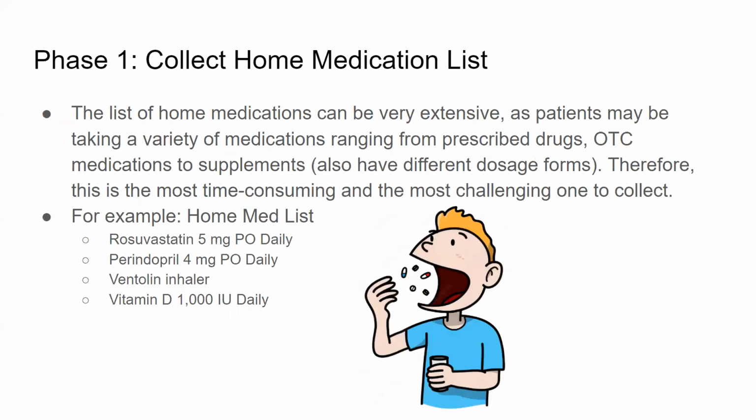Phase 1, collect the medication list. The list of home medications can be very extensive as a patient may be taking a variety of medications, ranging from prescribed drugs and OTC medications to supplements, also with different dosage forms. Therefore, this is the most time consuming and the most challenging one to collect. For example, rosuvastatin, perindopril, Ventolin inhaler, vitamin D.